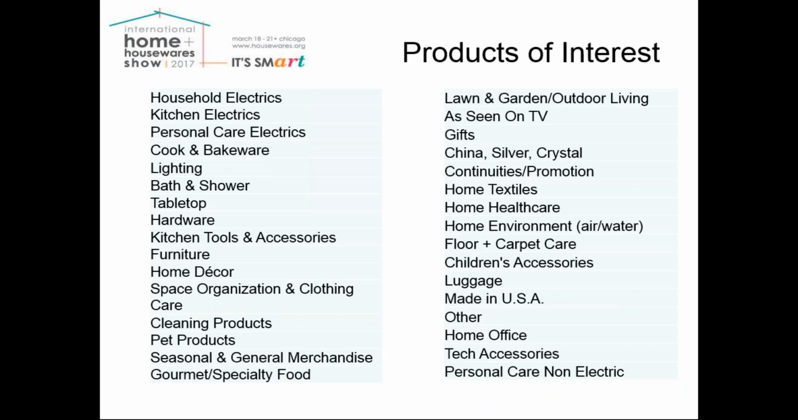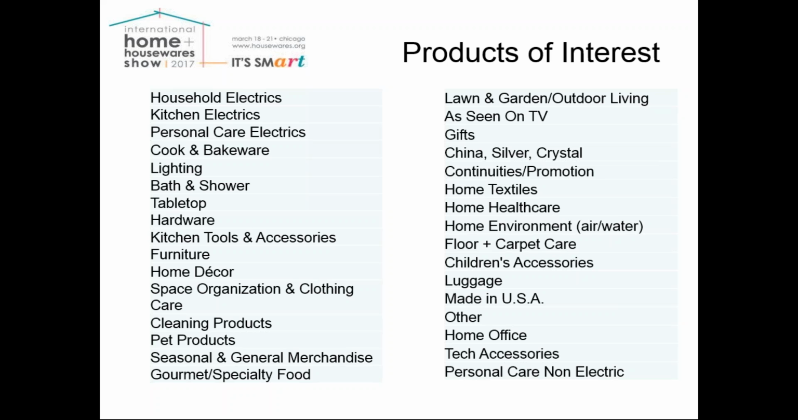Moving on to products of interest, this is a really long list. But as you know, we're a very broad industry, and as a consequence, we try to get as many of those categories on there as we can without making them tired of filling out the form. We hope that one of these is close to your business.